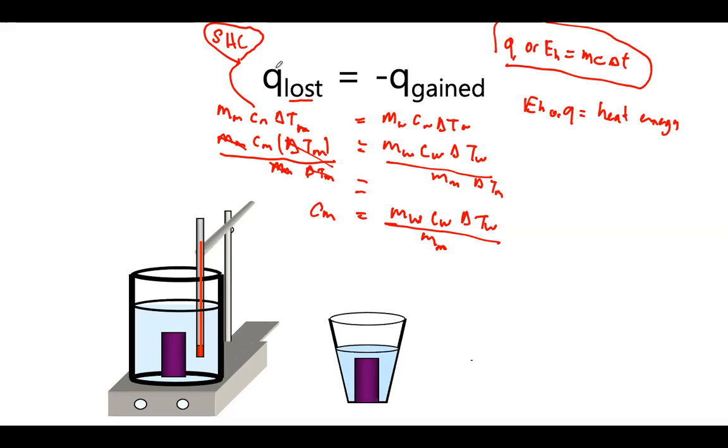Turner, where exactly are you confused at? You can't just be lost, right? You have to be lost at a particular point. You understand that the metal loses heat and the water gains heat? You understand that? Yes, sir. All right. And you understand this relationship from last week?